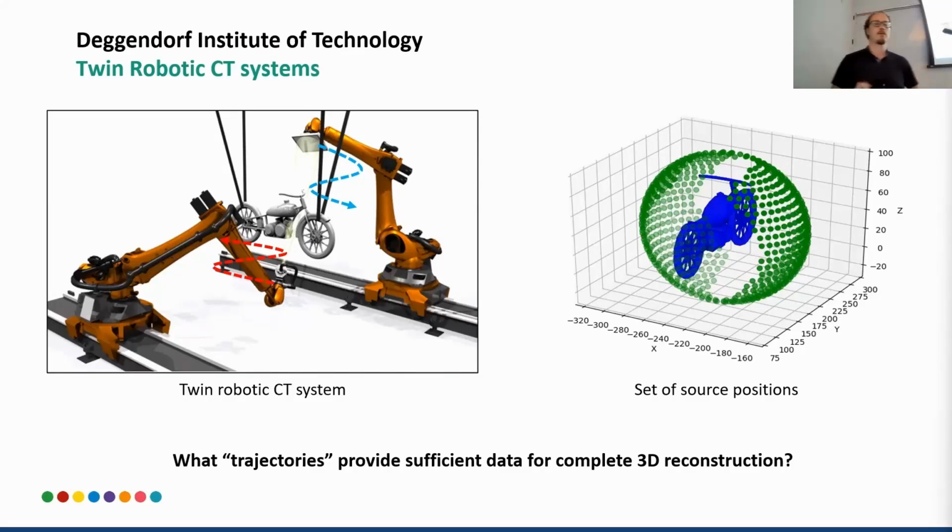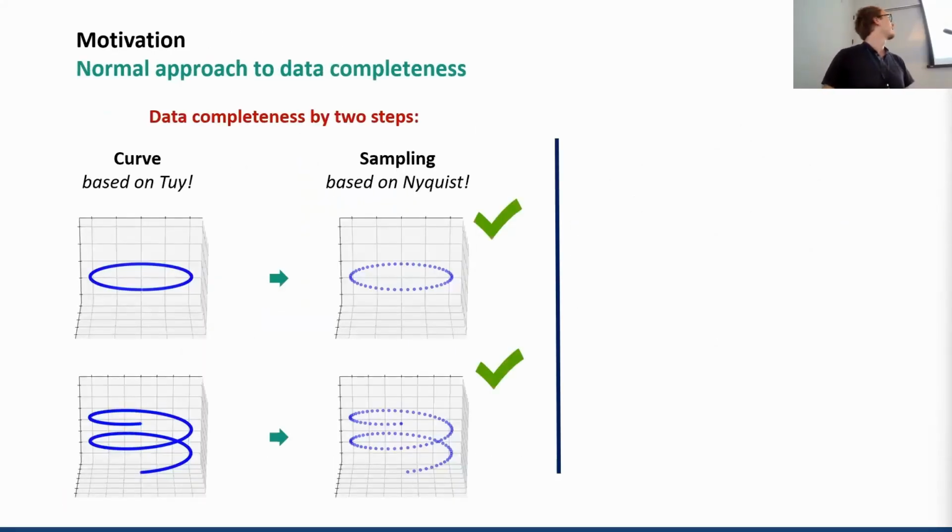And now I want to know in this talk, what trajectories or what sets of views provide sufficient data for complete 3D reconstruction. And yeah, the motivation: normally there's a two-step approach applied. First, you choose a continuous curve, most of the time a circle or a part of a circle or maybe a helix. And then you choose a sampling strategy based on the Nyquist-Shannon sampling theorem. Most of the time, equidistant points of this curve. And if it's done correctly, then we know it's data complete for this application.